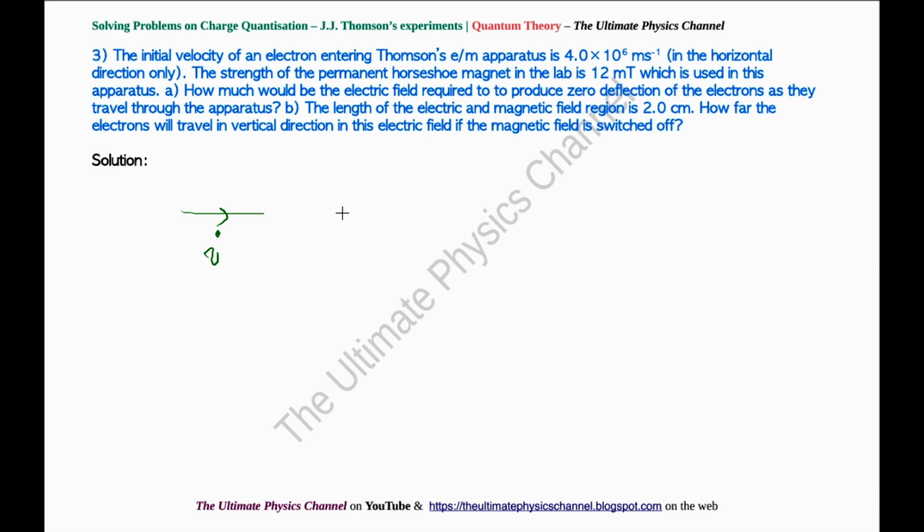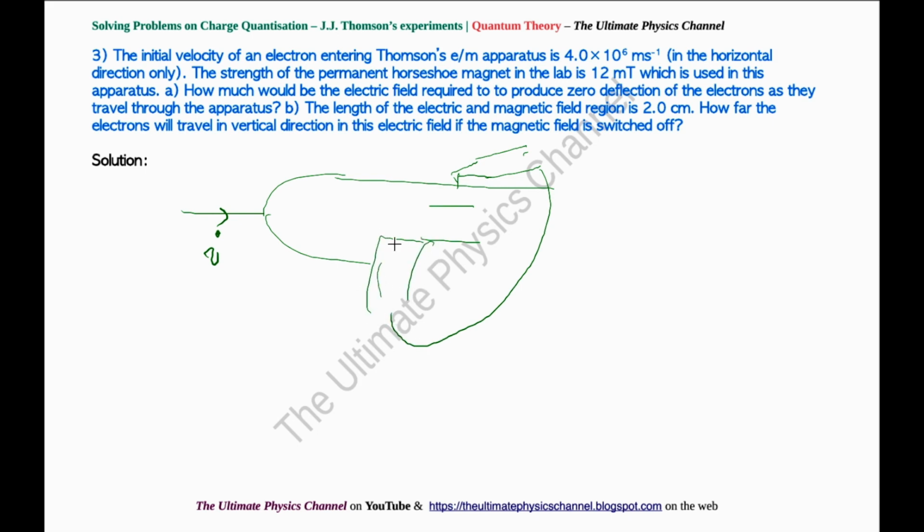This velocity is given here. The strength of the permanent horseshoe magnet in the lab is 12 millitesla. That is, once it is in this region between the plates, a magnet is used to apply the magnetic field, and in this case it is a horseshoe magnet, kept like this so that a magnetic force acts on the charged particles. That strength is only about 12 millitesla, the magnetic field used in this apparatus.